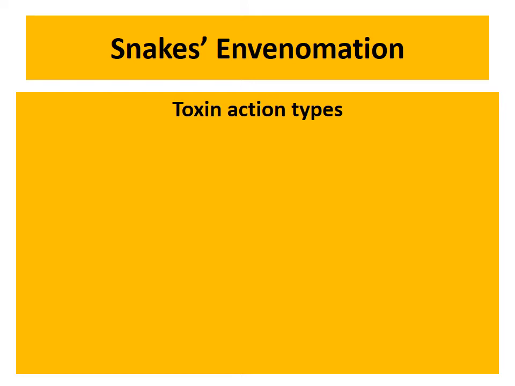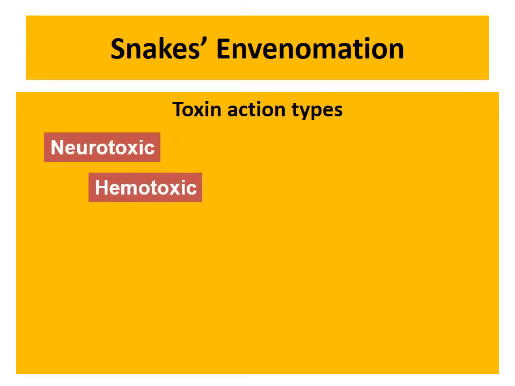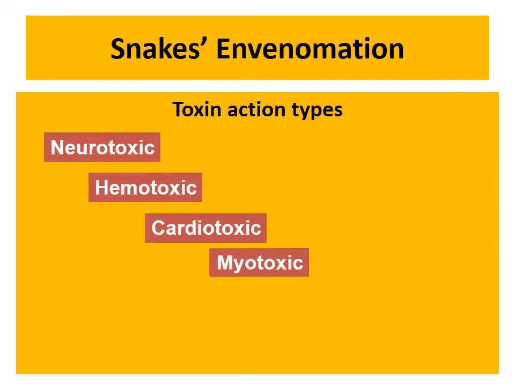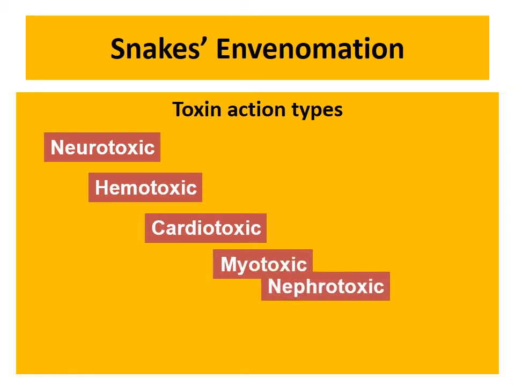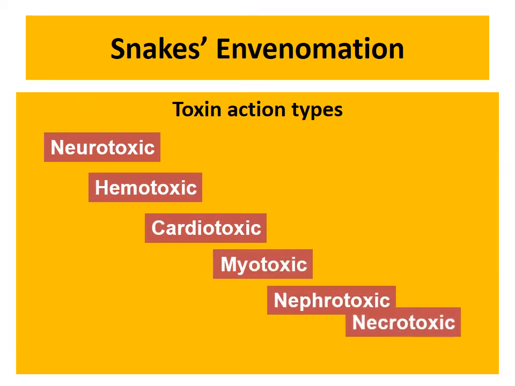Each family produces mainly a certain action, but it doesn't mean that it may not produce other actions. So, mainly the family may produce neurotoxic effect, hemotoxic effect, cardiotoxic, myotoxic, nephrotoxic, or necrotoxic effect.